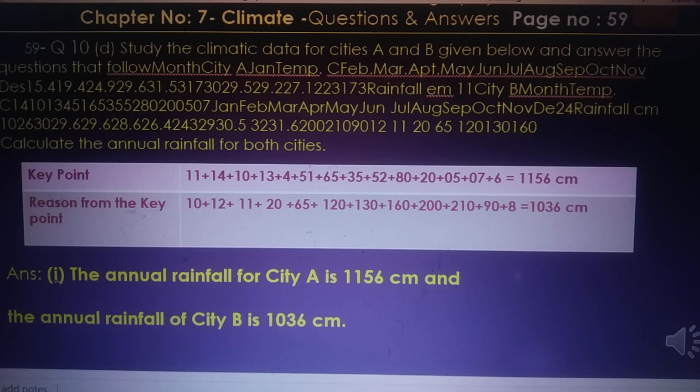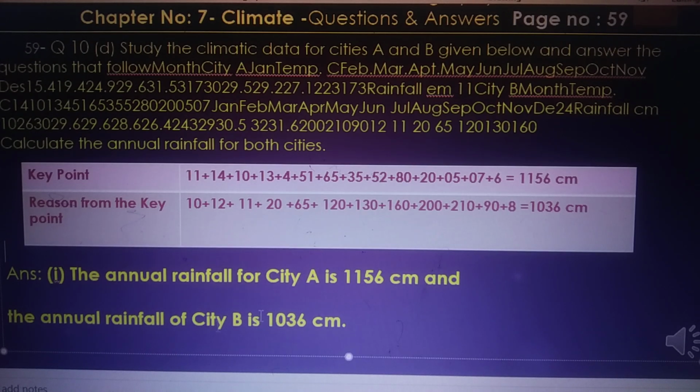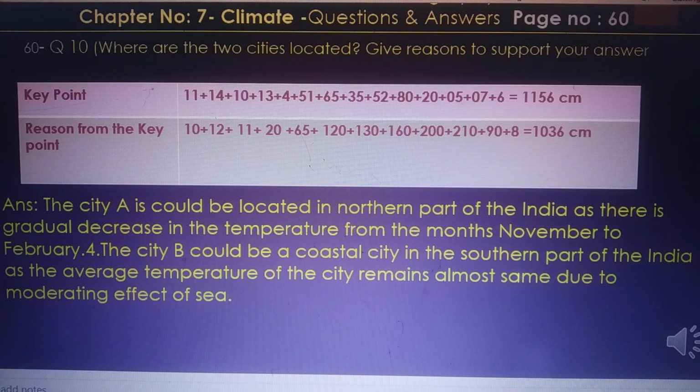Question number 59. Here some data has been given. We have taken the total, and for city A we are getting 1156 centimeter. Reason from the key points. And the second one, B, is getting annual rainfall of 1036 centimeter. Annual rainfall for city A is 1156 and annual rainfall for city B is 1036 centimeter. Question number 60. The same way we have taken the additions from all values, we are getting 1156 and 1036.